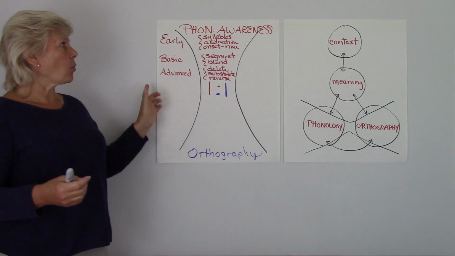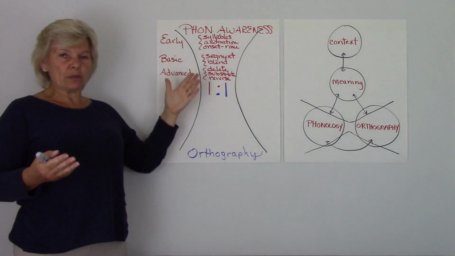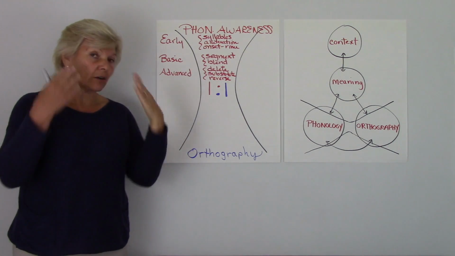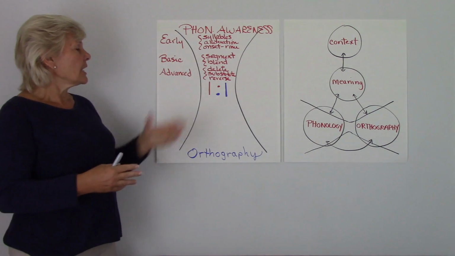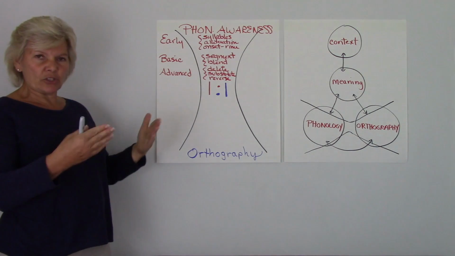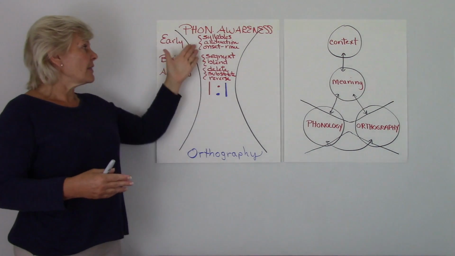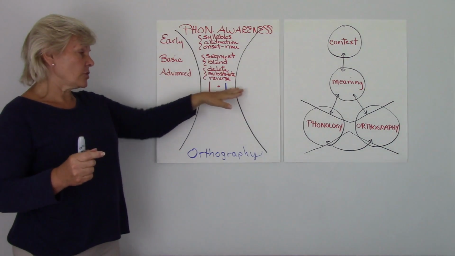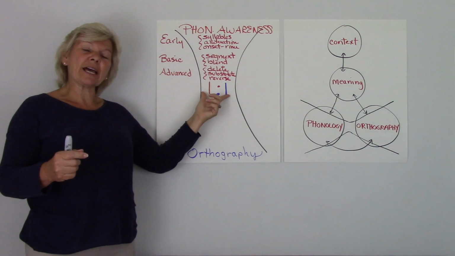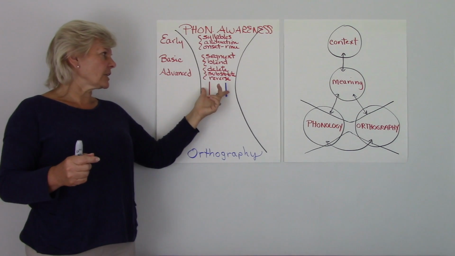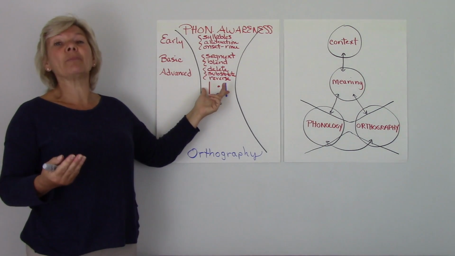Once children are aware of an individual phoneme, can manipulate it, and can discriminate that sound from other sounds that sound a lot like it, then they're able to, if they know the name of a letter, hook that onto the sound. And then in the bottleneck of the hourglass, we start talking about the alphabetic principle.